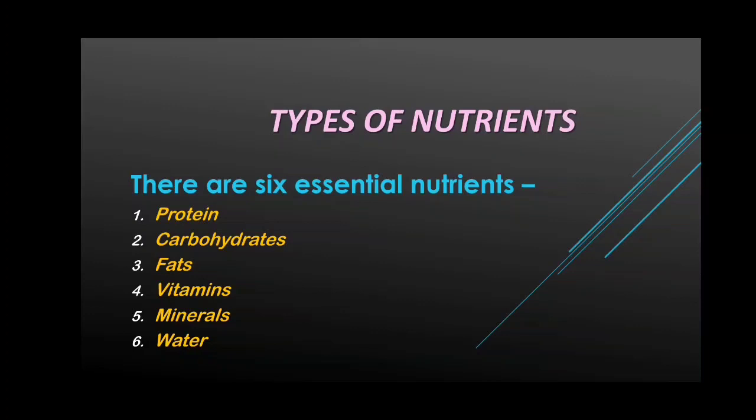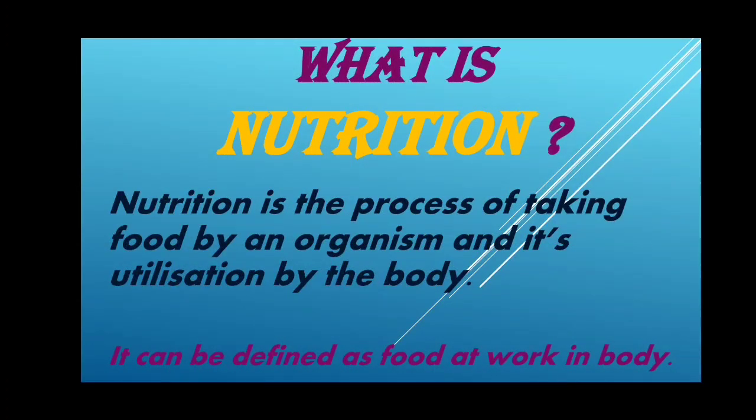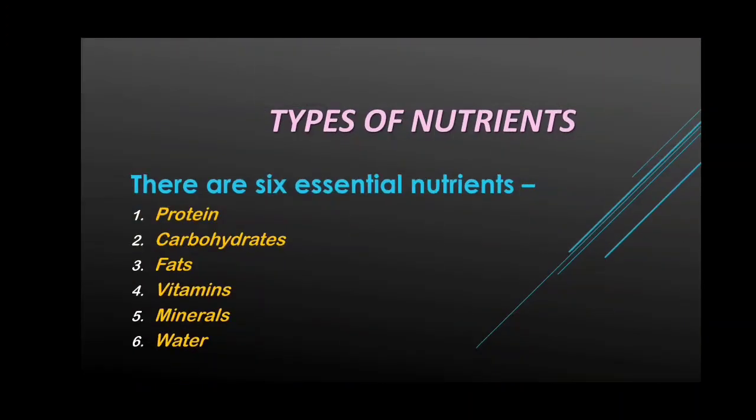Protein. What is protein? Protein falls under the category of bodybuilding nutrients. Proteins act as a building block of our body. And second is carbohydrates and fats. Carbohydrates and fats both fall in the category of energy giving nutrients, because they are the main source of energy. Most of the energy that we gain from our food comes from carbohydrates and fats.